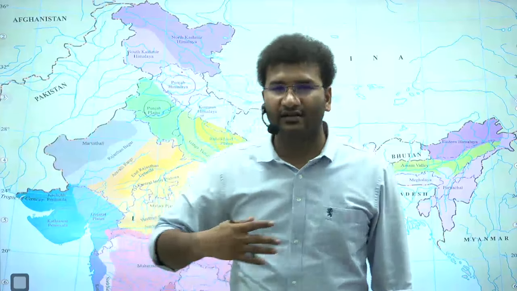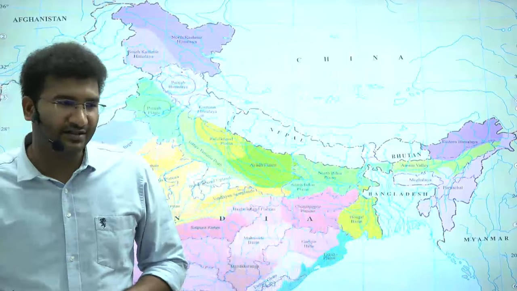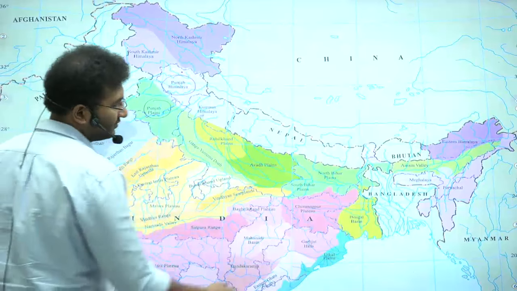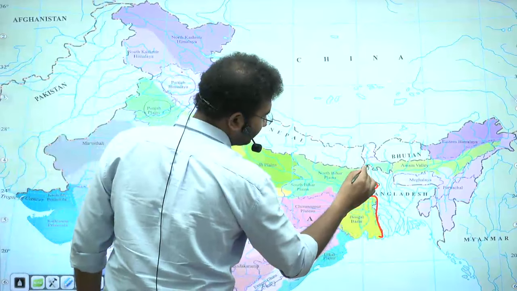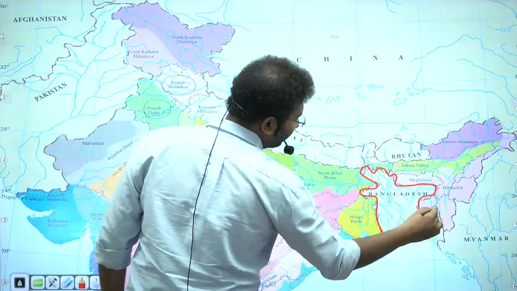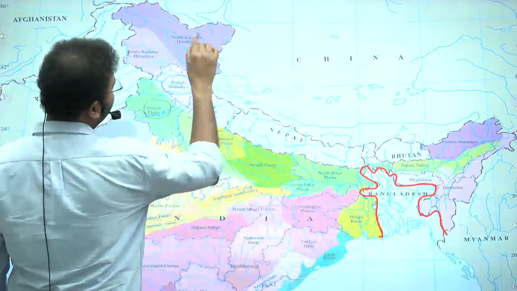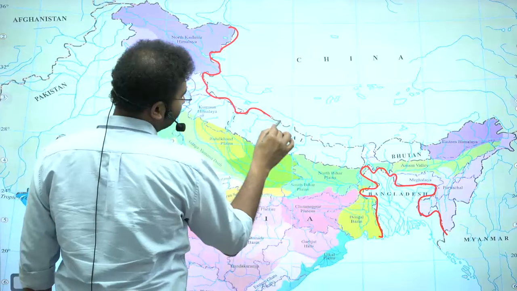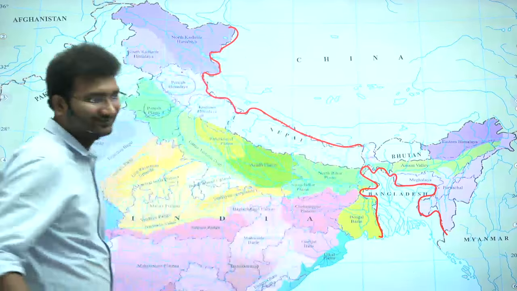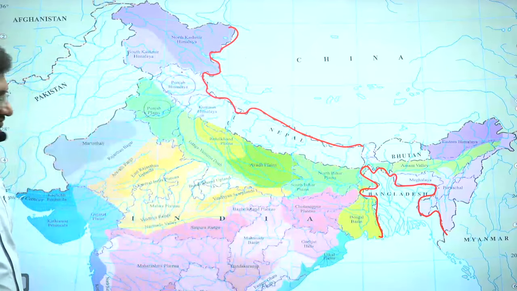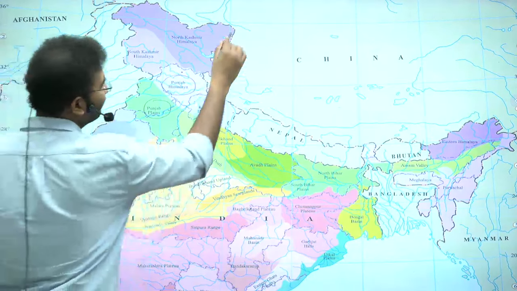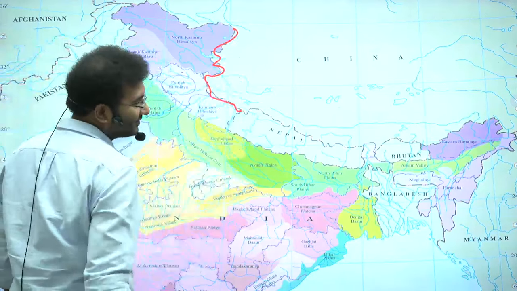Which country has the highest length of border with India? Bangladesh. Next to Bangladesh, is it correct? This is Bangladesh. This is the boundary, and China's boundary starts from here.